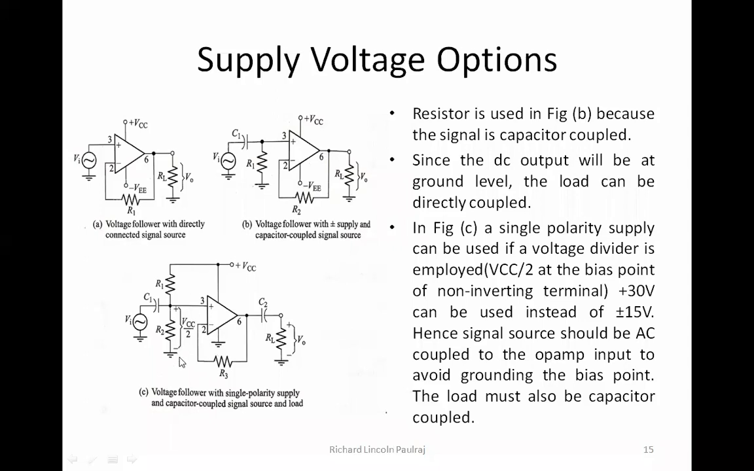This voltage divider will make sure that my voltages are exactly divided by 2. I have given an example here where plus 30 can be used instead of plus or minus 15. So instead of giving plus 15 and minus 15 here, I can just give plus 30. With the help of these resistors, the voltage is going to get divided. So this was one of the configurations that we saw.